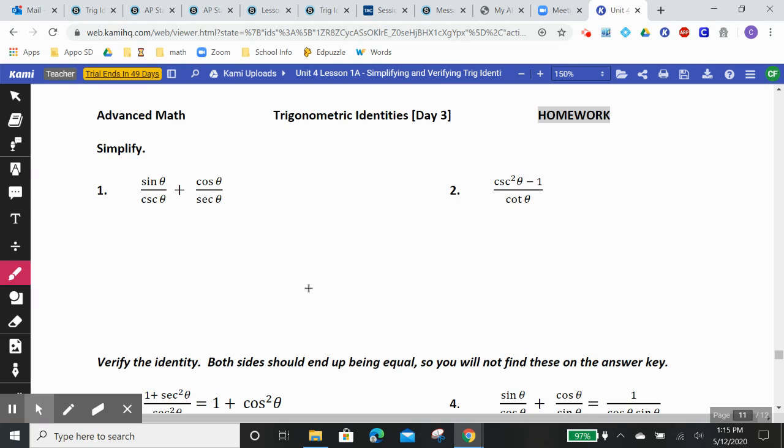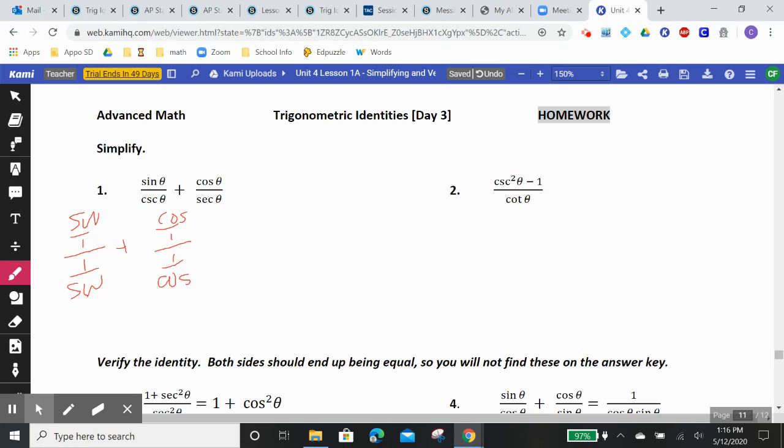So this one, again, it depends how you approach this, but I would recommend in this one here, since each thing's separate, to turn things into sine and cosine. So I would get sine over 1 over 1 over sine, turning cosecant into that, plus cosine over 1 over 1 over cosine. And we did these above. Hopefully you can see the shortcut to getting these problems.